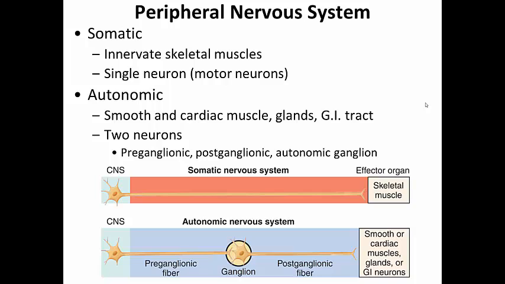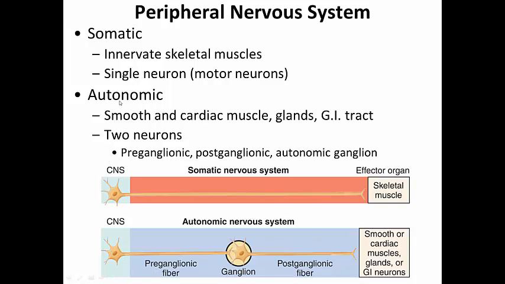Secondly, the second division of the efferent division of the peripheral nervous system is the autonomic division. So the autonomic division heads out and innervates things like smooth muscle, cardiac muscle, glands, and the GI tract, among a few other things in the body. And interestingly, there are a number of differences, including some anatomical ones that we'll point out here, between the somatic and autonomic divisions of the nervous system. Anatomically, what we notice is this, that in the somatic nervous system, we have a single neuron, as we previously mentioned, the cell body of which is in the CNS and the end of which is on the effector organ, like skeletal muscle.